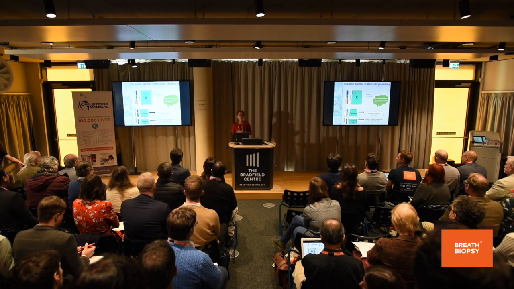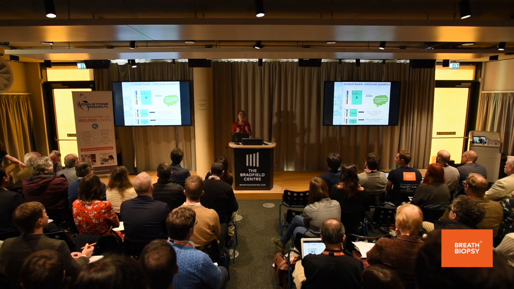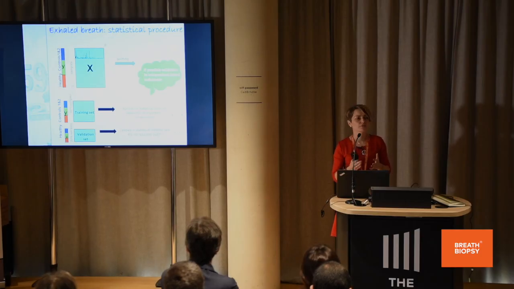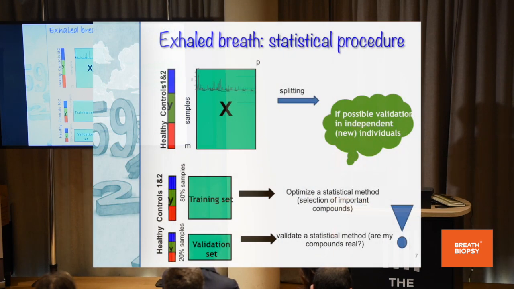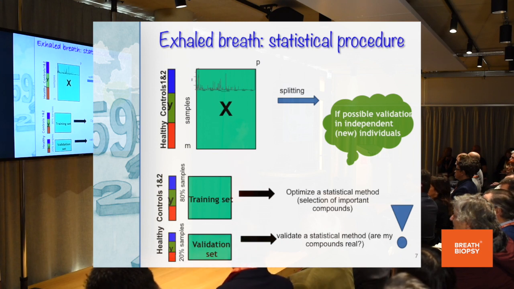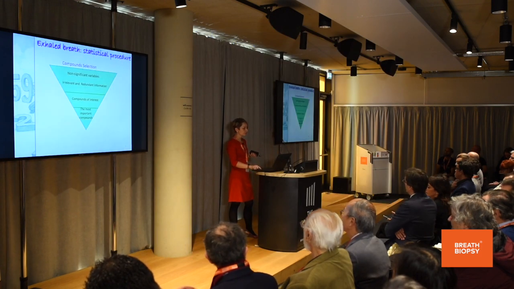And in the ideal situation, what we try to do is go some months later or maybe 1 year later, we collect a new set of individuals and we try to validate it in a so-called independent validation set. Of course, sometimes it's not possible, but where it is, we try to do it. So we always follow such a procedure.